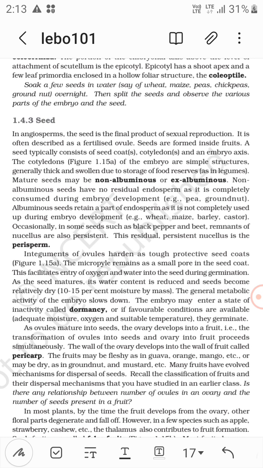So mature seeds may be non-albuminous or albuminous. Non-albuminous seeds have no residual endosperm as it is completely consumed during embryo development. Example: pea and groundnut. Albuminous seeds retain a part of the endosperm as it is not completely used up.